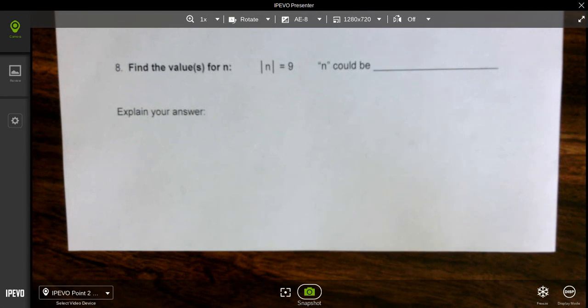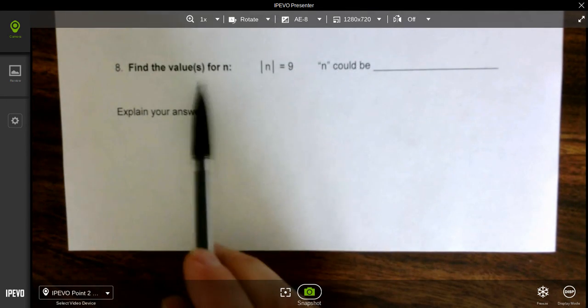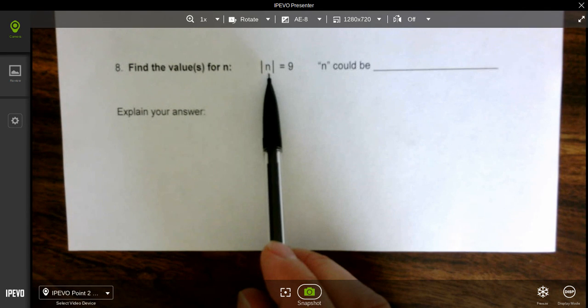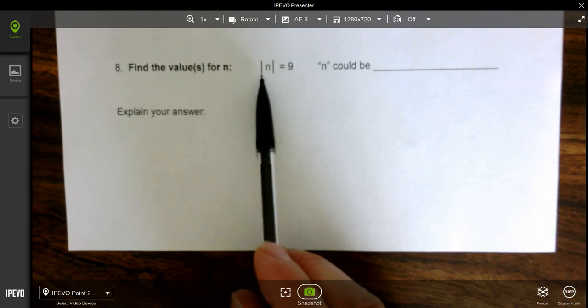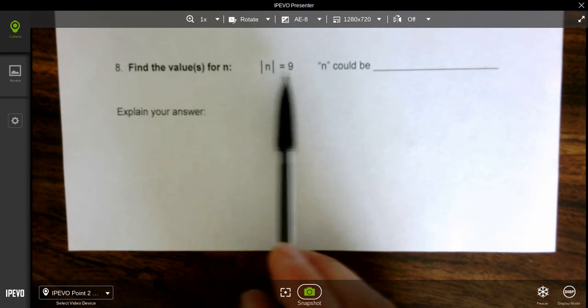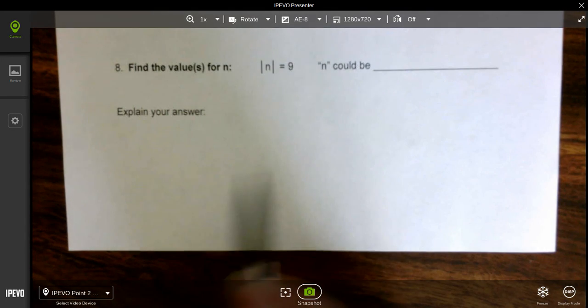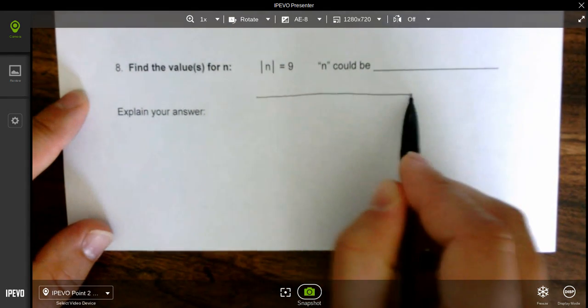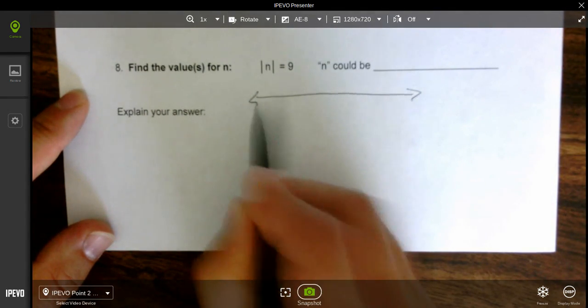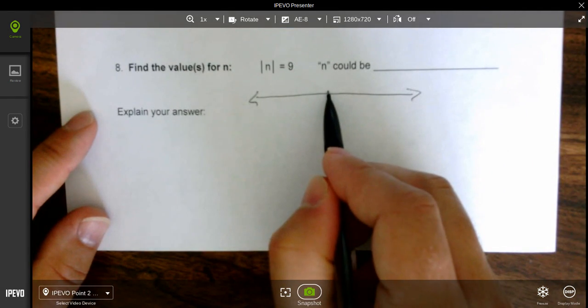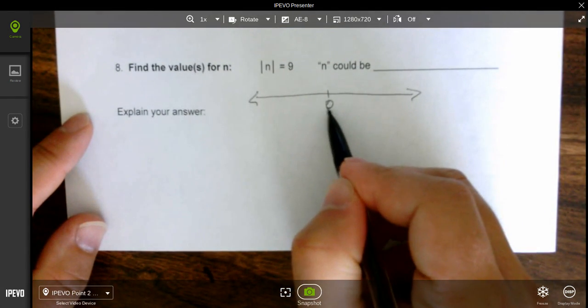In my last example, I want to figure out the value or values for n. Notice that n is inside of the absolute value bars. The absolute value of n is equal to 9. I need to figure out what value or values are 9 units away from 0 on the number line. And so I'm just going to sketch a little number line underneath, and I'll put 0 in the middle here.